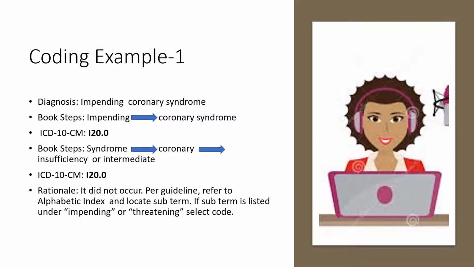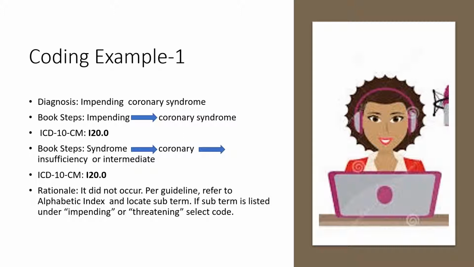So here in our first coding example, the patient is diagnosed with impending coronary syndrome. So in our first book steps, we're going to go to impending. And actually, I went backwards because I was supposed to go to coronary syndrome first. But in this case, we went to impending and then the subterm coronary syndrome. And our ICD-10-CM diagnosis code is I20.0.